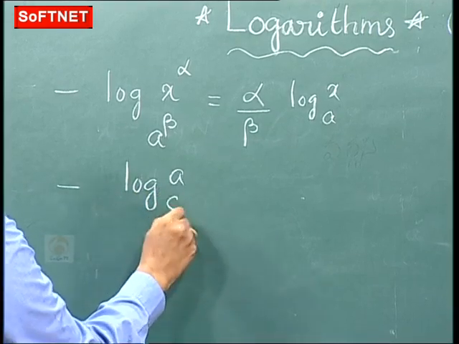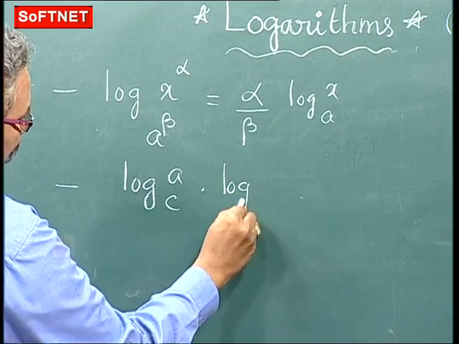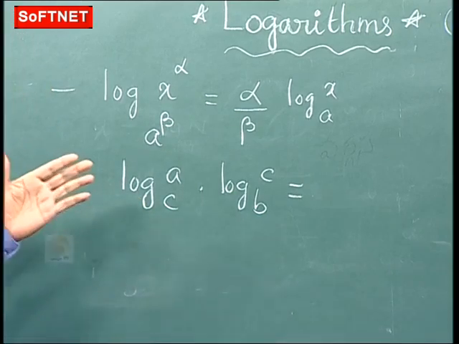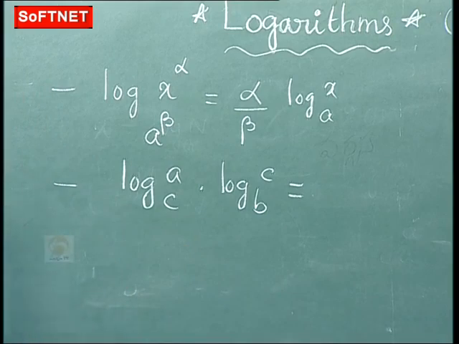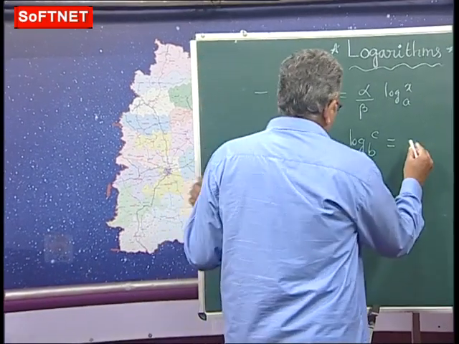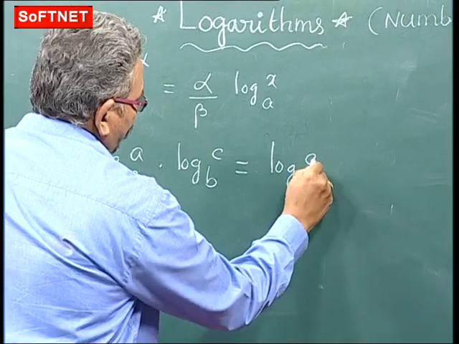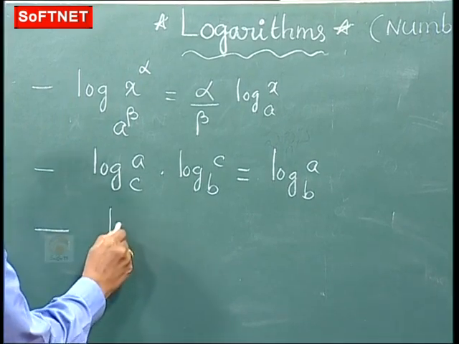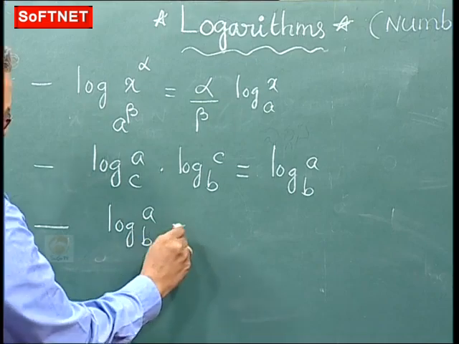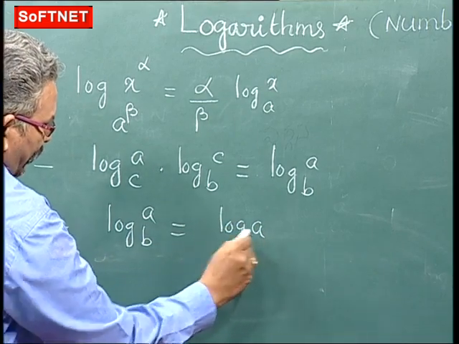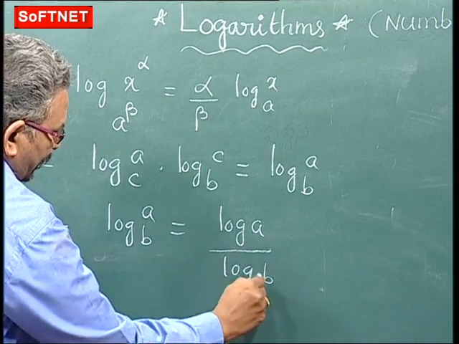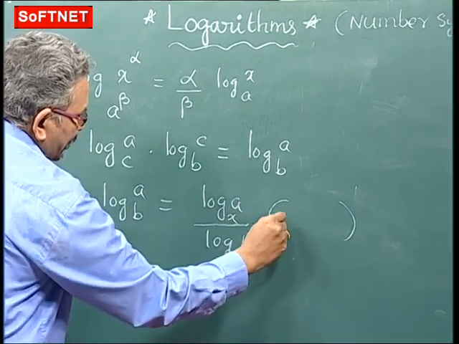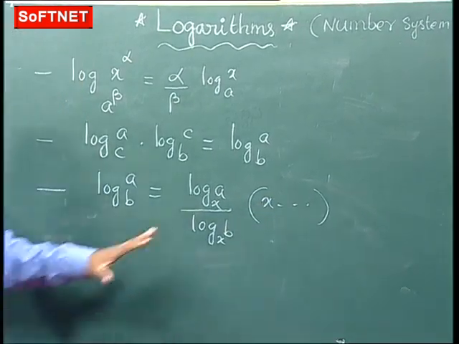Now one more: log a base c multiplied by log c to the base b. What is the value of this? In general, this is called the change of base rule. So this can be written as log a to the base b. Sometimes this log a to the base b can also be written as log a by log b, where the base is some x. This x is known as a valid base.